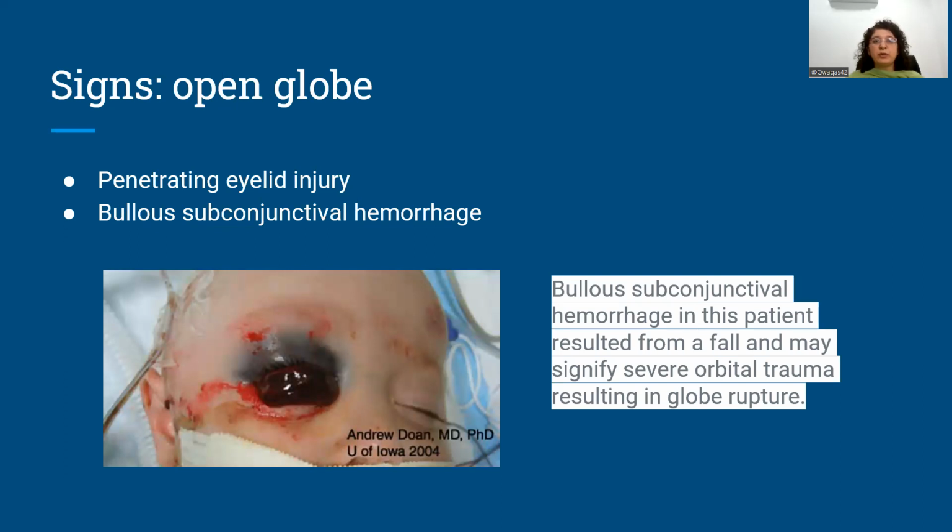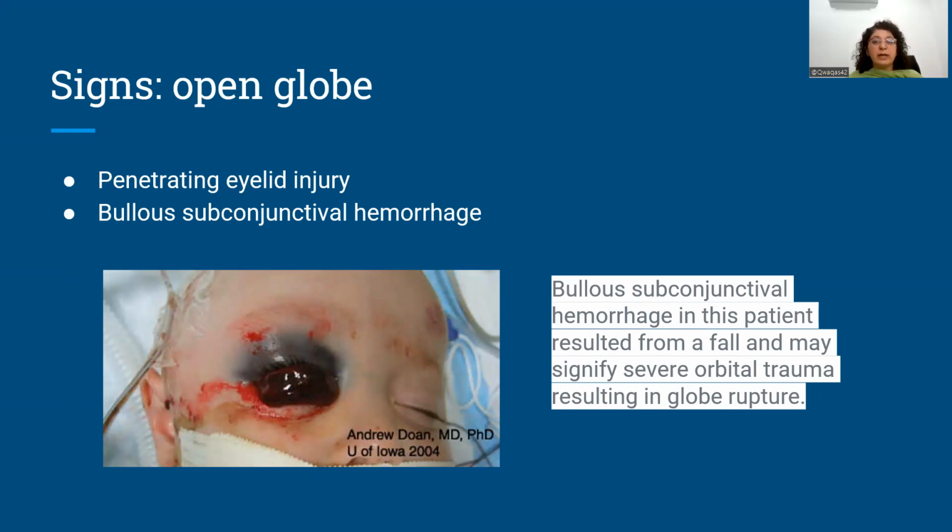Now, moving on to open globe. An open globe may be obvious, as in the initial cases I will discuss, or it may be very covert. So let's start with obvious open globe injuries. You may be able to see a penetrating eyelid injury. In some cases, the eye may look just fine, but all you can see is an entry wound in the eyelid. So make sure that you examine these eyes thoroughly, because there could be an occult foreign body in the eye.